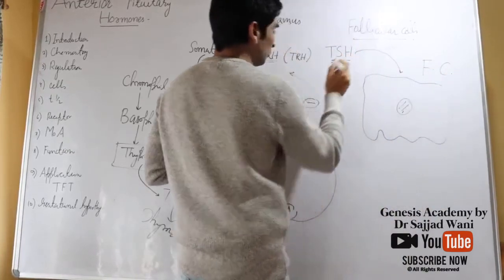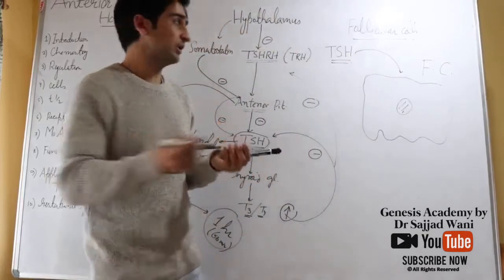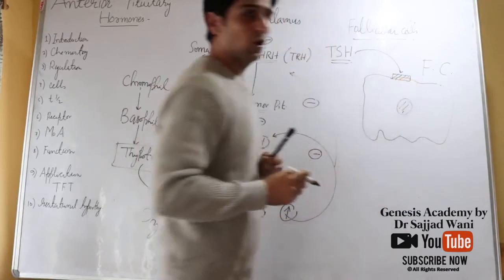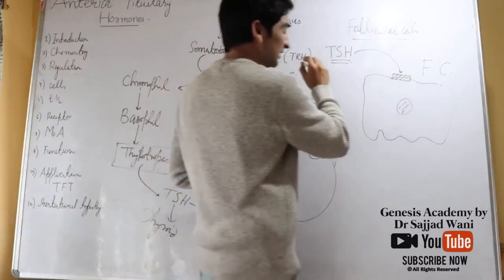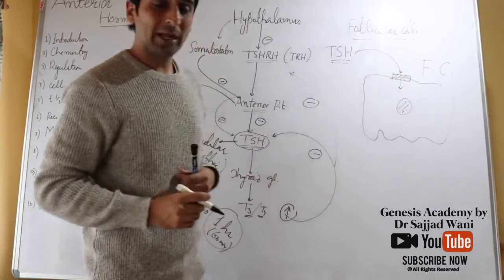This thyroid stimulating hormone, because it's a glycoprotein, you must be knowing that the receptors of glycoproteins are present on the cell surface. The receptor for thyroid stimulating hormone is present on the cell surface of these follicular cells, and this hormone binds to its receptor and acts through a second messenger.